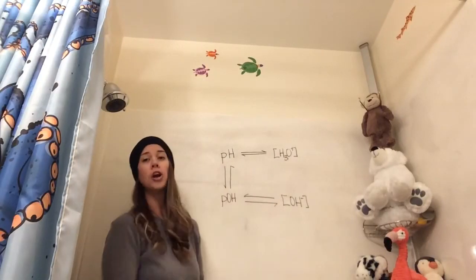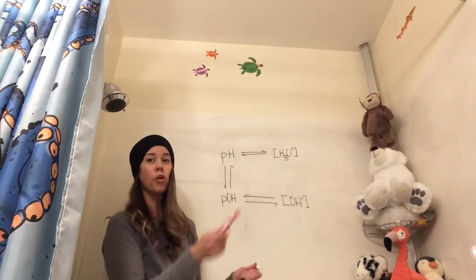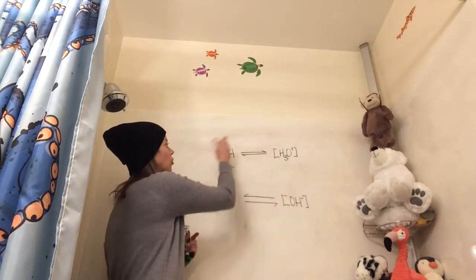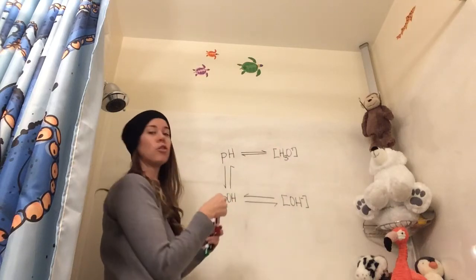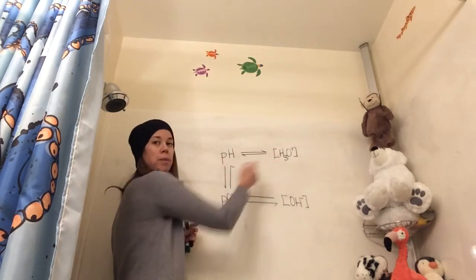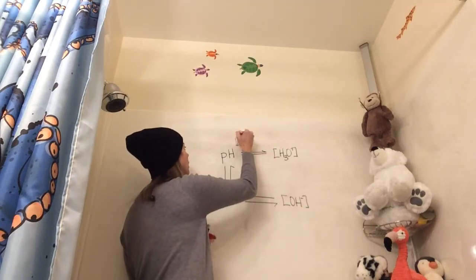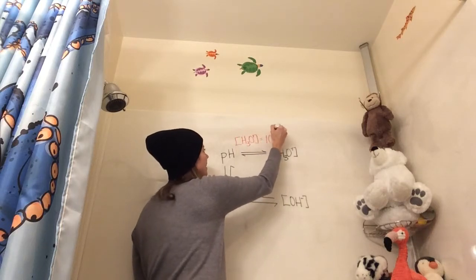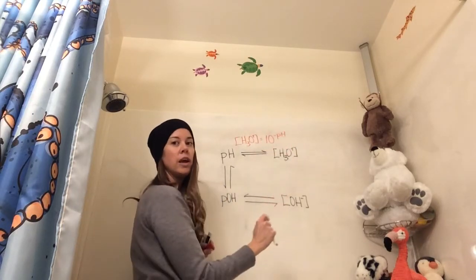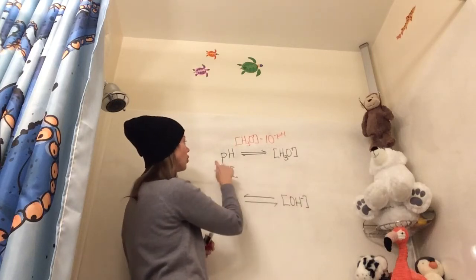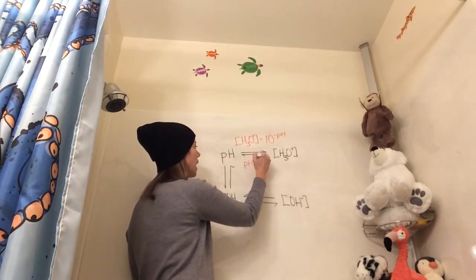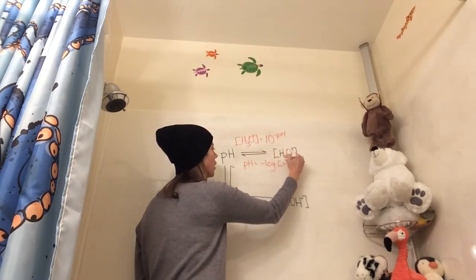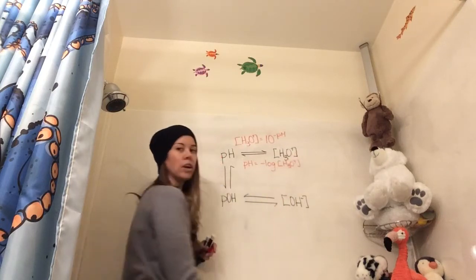Hi guys, so here's a little chart that I like to do just to show you all of the different formulas that we can use for acids and bases. Say I was starting with a pH and I wanted to know my hydronium ion concentration. I can go from pH to hydronium ion concentration using my formula that the hydronium ion concentration equals 10 to the negative pH. If I started with my hydronium ion concentration and I wanted pH, I know that pH equals the negative log of my hydronium ion concentration.